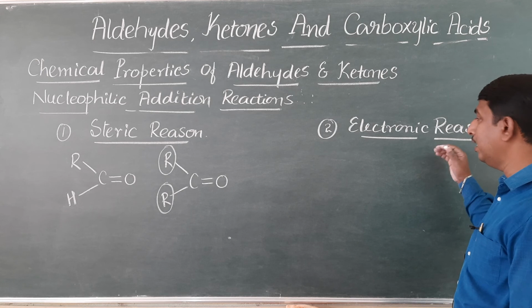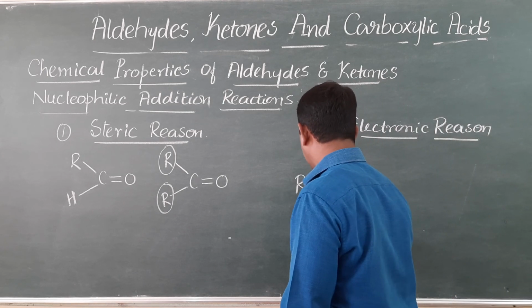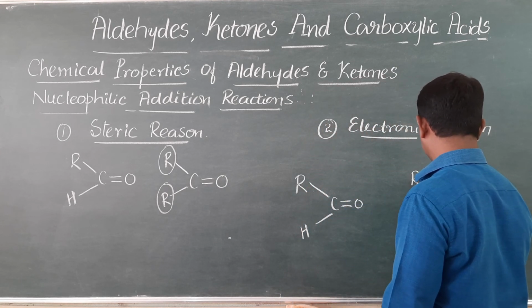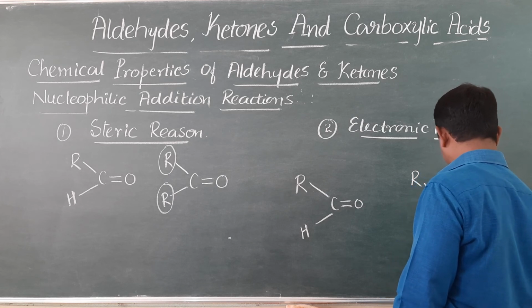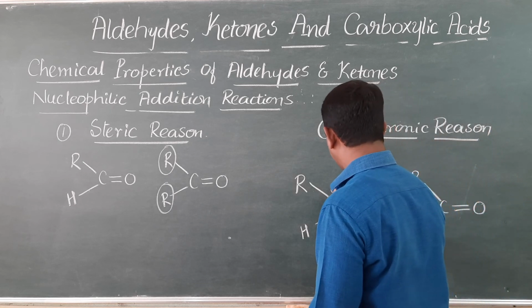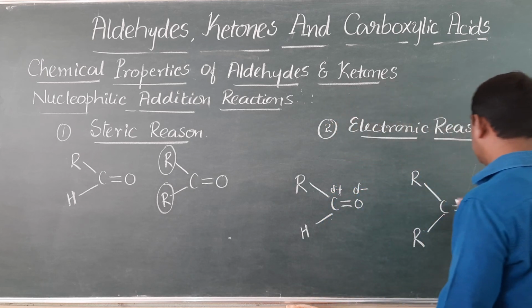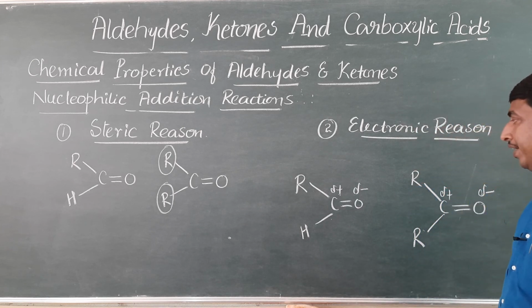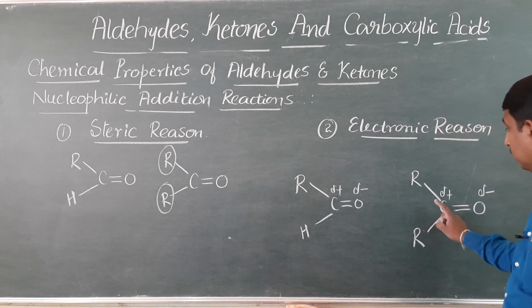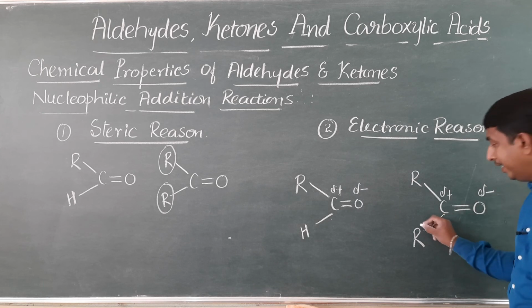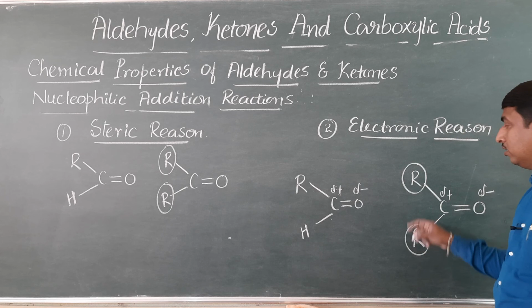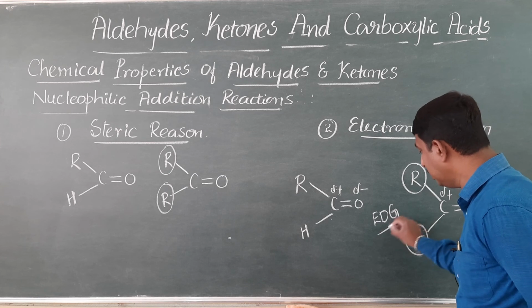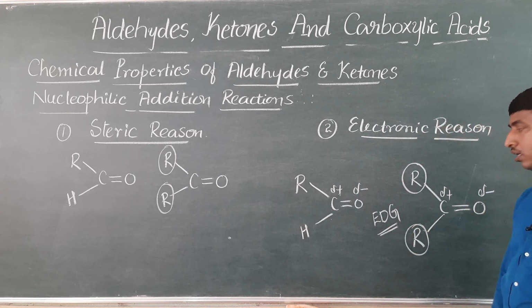The second reason is the electronic reason. In aldehydes and ketones, carbon carries a positive charge and oxygen carries a negative charge. Now look at the structure of ketones. Ketones contain two alkyl groups. The nature of alkyl groups is that they are electron donating groups.